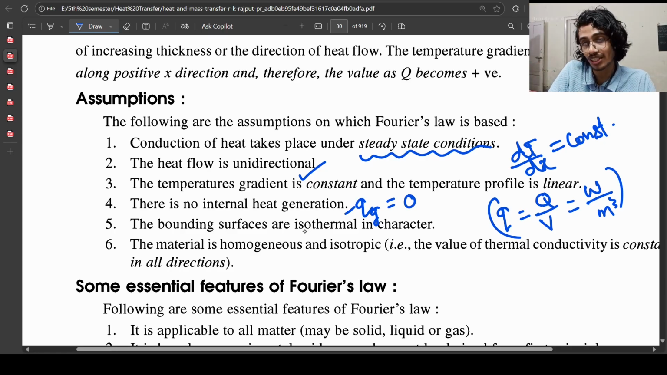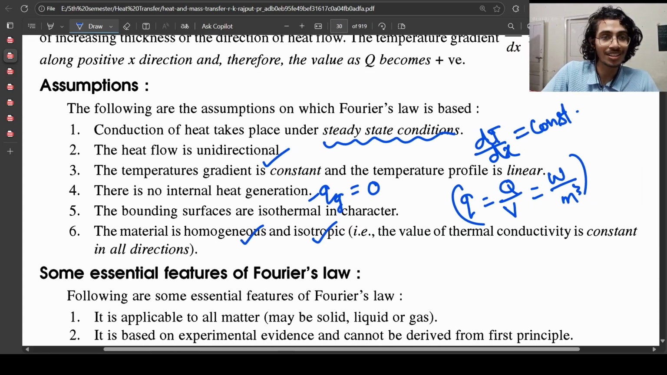The material is homogeneous and isotropic. Homogeneous means that the properties are the same throughout this material, and isotropic means that changes in direction cannot have any impact or domination over the different characteristics of the material. So I am assuming that this material is homogeneous. It is not heterogeneous. It is not anisotropic. It is isotropic. The value of thermal conductivity is constant in all directions. The value of the thermal conductivity will remain constant in all directions.